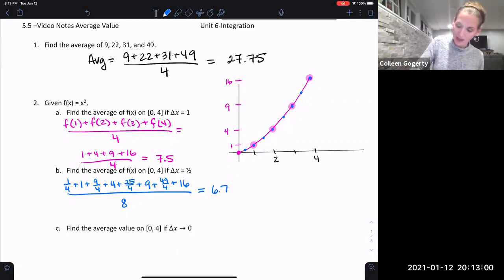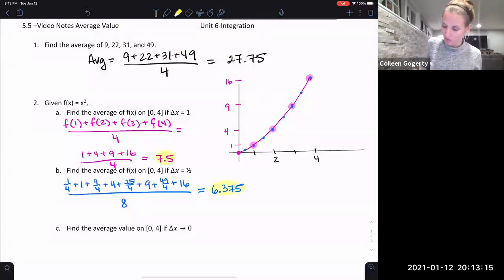Now I did that work a little bit before with my calculator just to save me some time, but you are more than welcome to type those values in and find them. So I've got so far 7.5 and 6.375. Just a mental thought here.